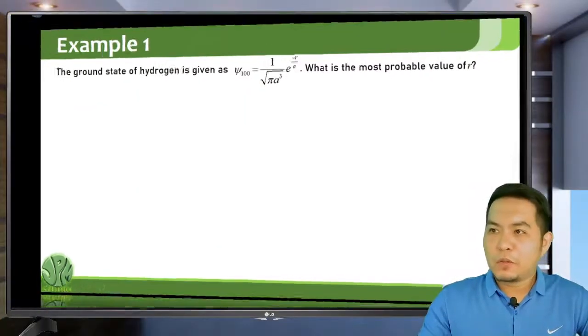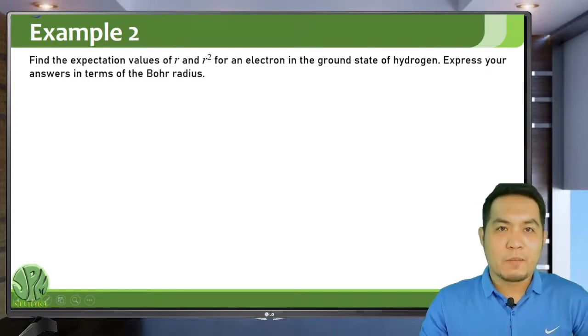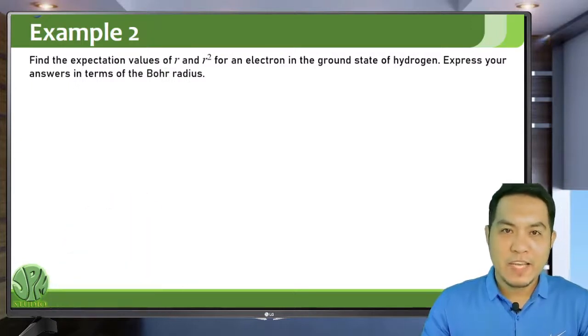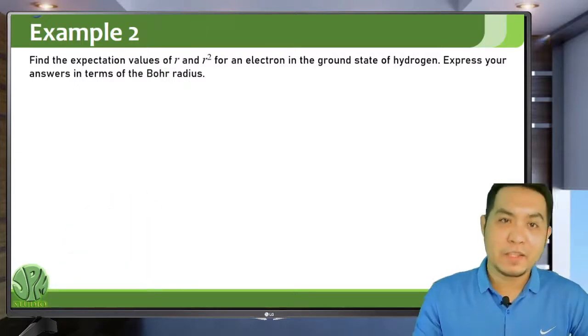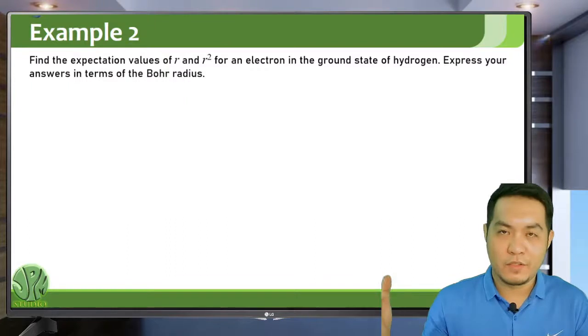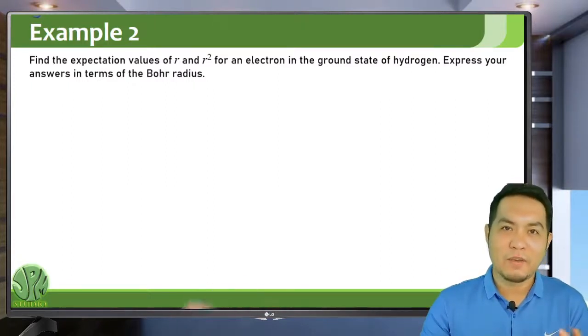So let's now go to another example. For this example, we will apply our previous lessons about taking the expectation value. Find the expectation value of r. When you say expectation value, it's just a quantum mechanical definition of average, so the quantum average, essentially. What's the average value of r and r squared for an electron in the ground state of hydrogen? Express your answers in terms of the Bohr radius.